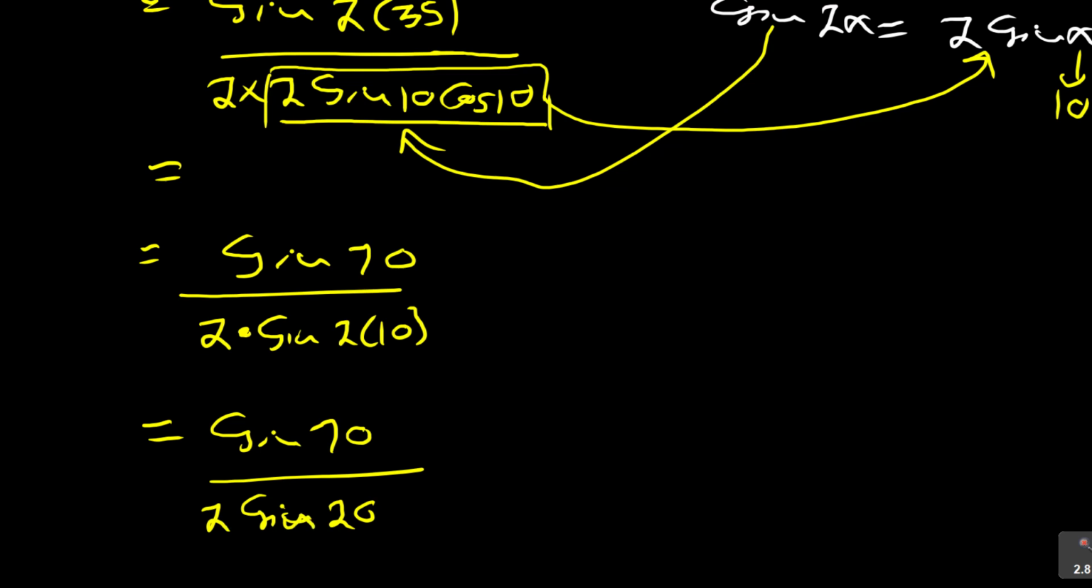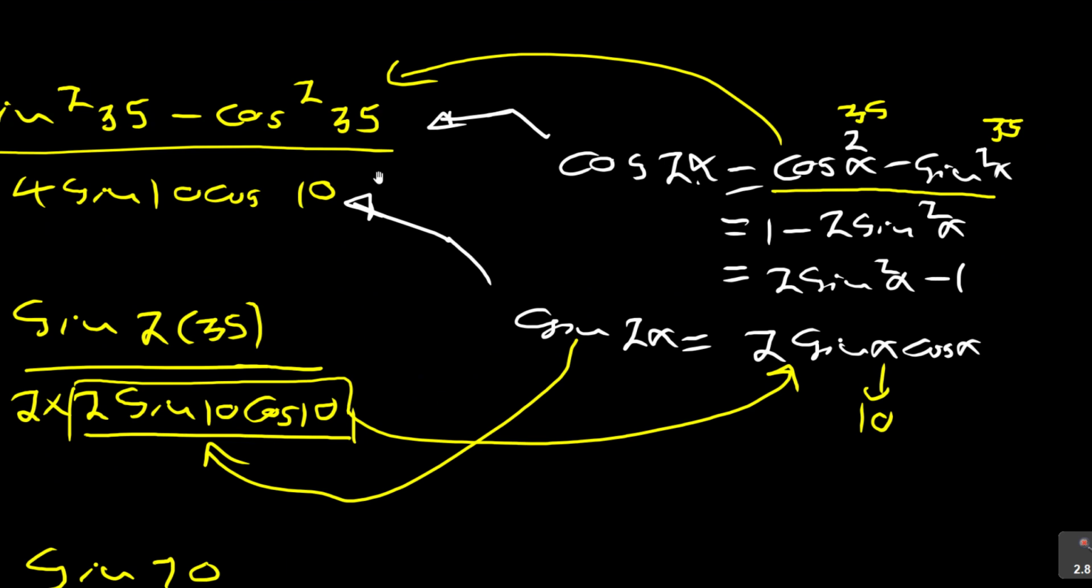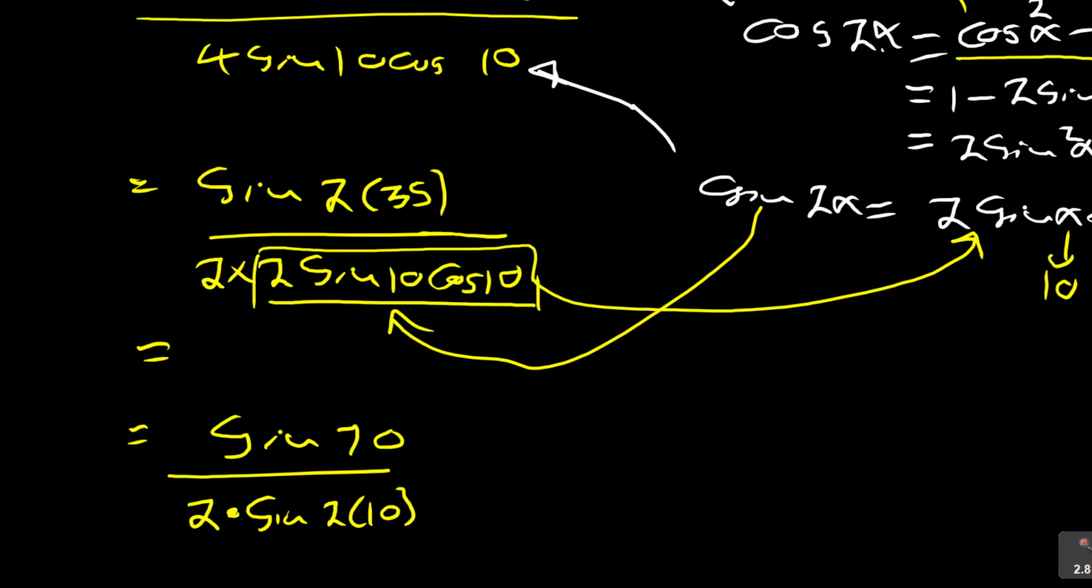Actually, I don't know why I'm saying sine. It's cos on top. Sorry about that. Remember, on top we are dealing with cos, not sine. It's cos 70. Sorry about that. This was cos. This is cos here. I don't know why I was writing this as sine. This is cos.